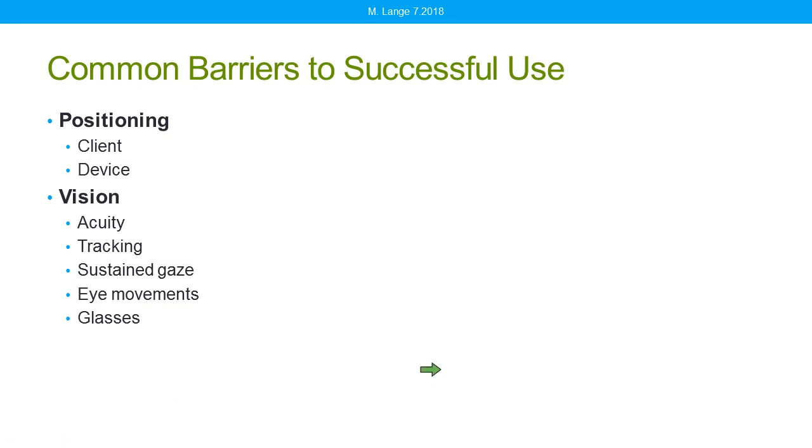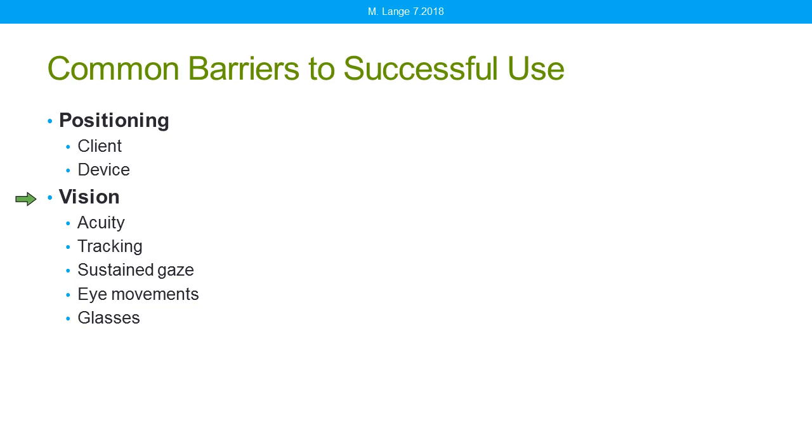All right, so common barriers to successful use. First is positioning. We have to make sure the client is well positioned. And then we need to make sure the device is positioned in relation to the client to optimize eye gaze use.